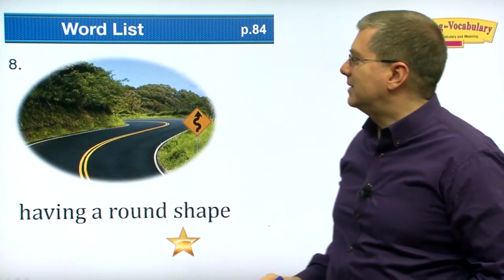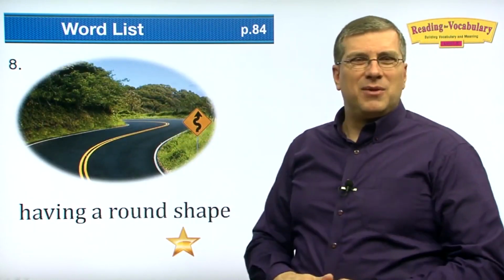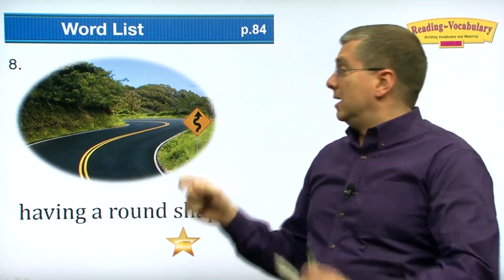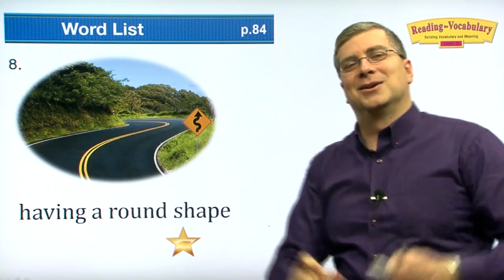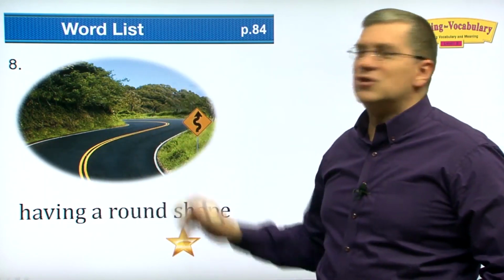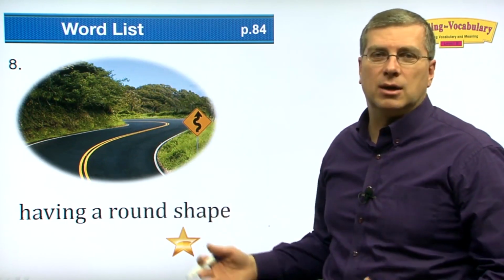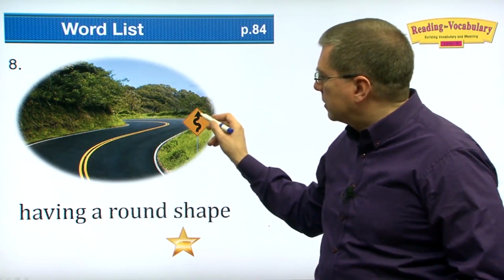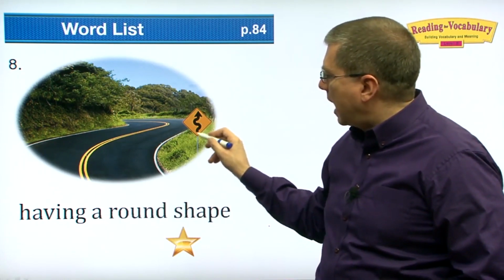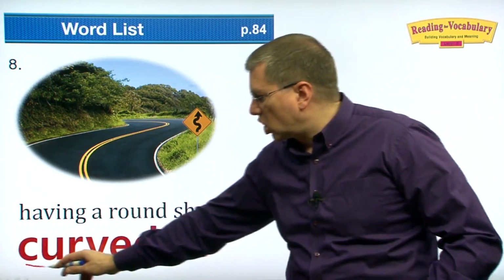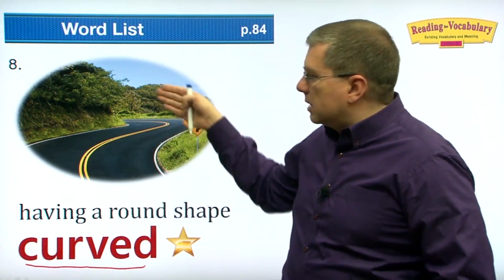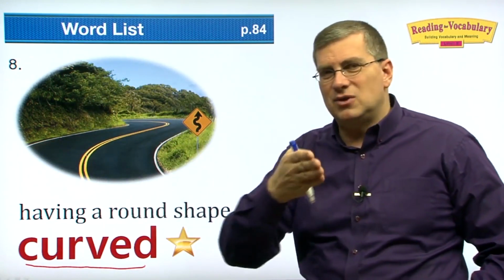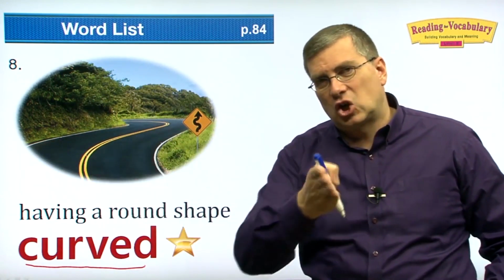Okay. 8. This is an exciting road, right? Before we saw the road that was straight, that's very boring. But this, wow, this is exciting, right? It's also usually more scenic, prettier, more beautiful. Having a round shape, also this sign, you can see it's kind of like a round half of a circle. We say it's curved. So if the road changes direction many times, it's a curved road. Or even if it just changes one direction, it's curved.